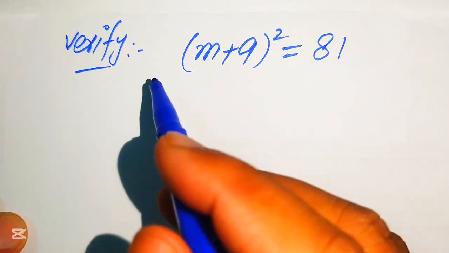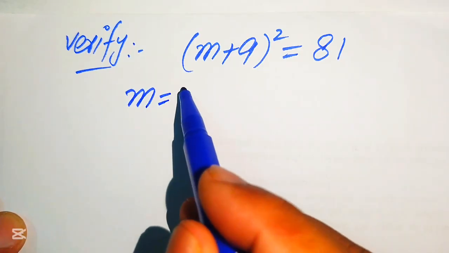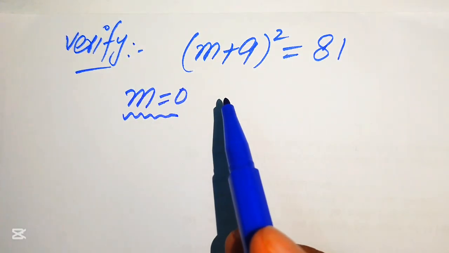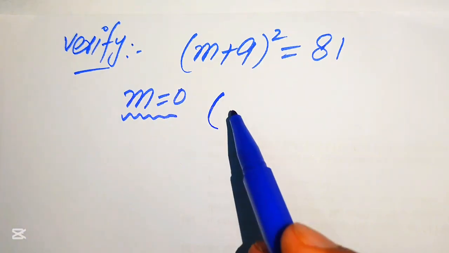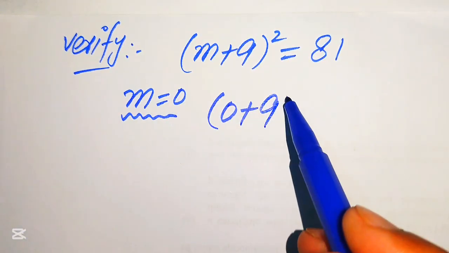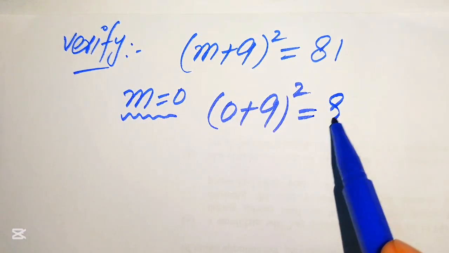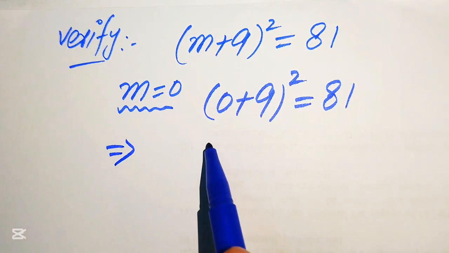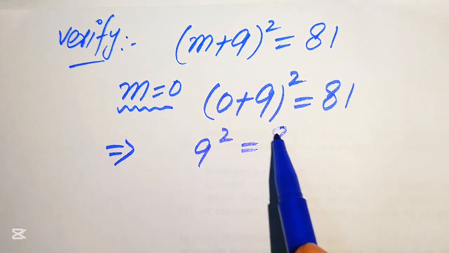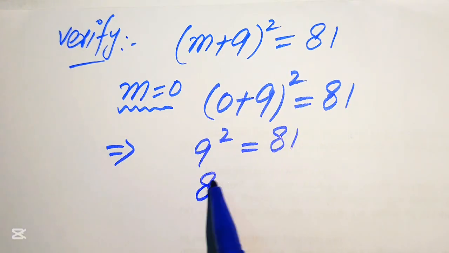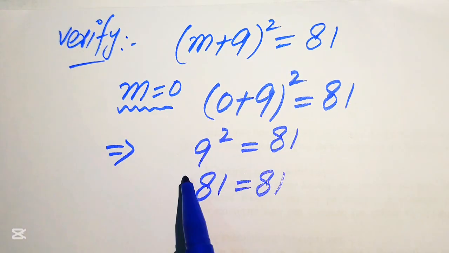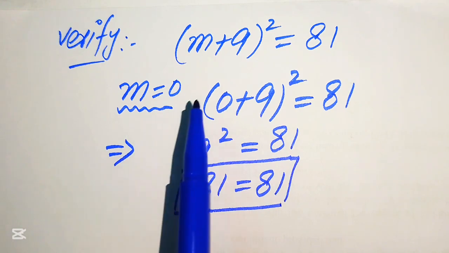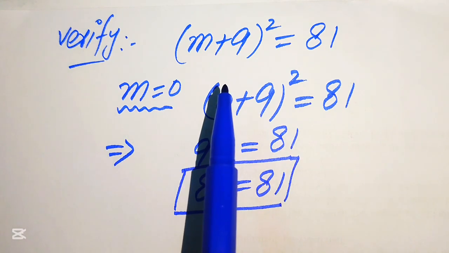Now we can verify the solutions. First we verify the solution m = 0. For m = 0, we put this value of m in the left hand side. It will be written as (0 + 9)² = 81, and 0 + 9 becomes 9², equals 81, and 9² becomes 81 equals 81. This shows that the value m = 0 satisfies this question statement.